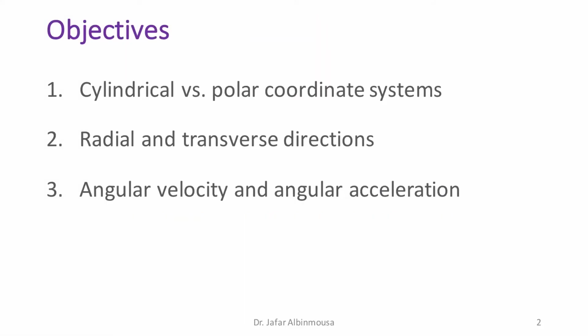So our objectives are to distinguish between cylindrical and polar coordinate system. Then we will define radial and transverse direction, which are new directions or new axes. And then we will describe the angular velocity as well as the angular acceleration.